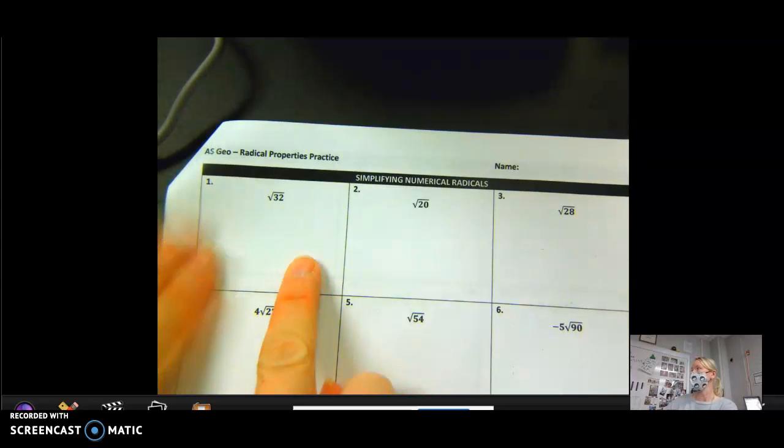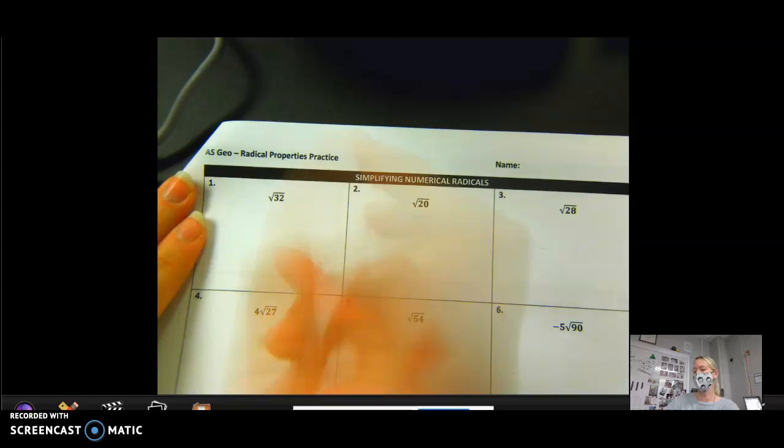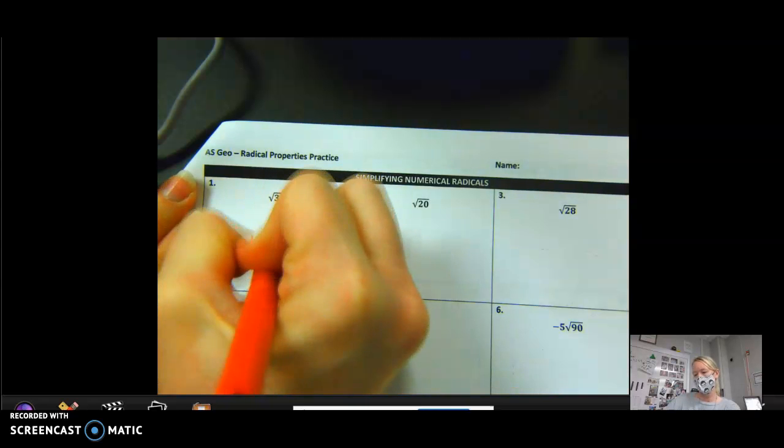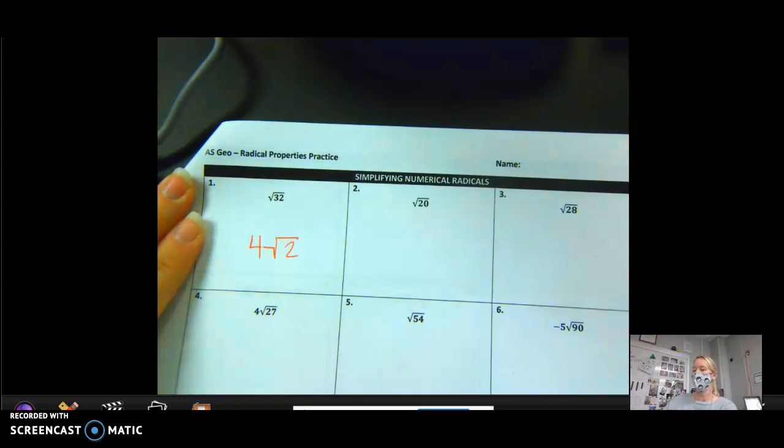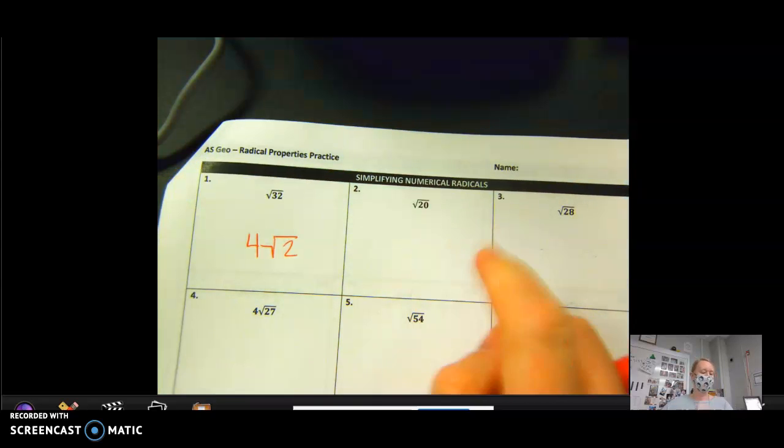Okay, so I want you to go to page 5 real quick. Oh, I'm sorry, page 3. We essentially just did number 1, didn't we? What was our answer? Just put the answer in. Go ahead and try number 2, square root of 20.